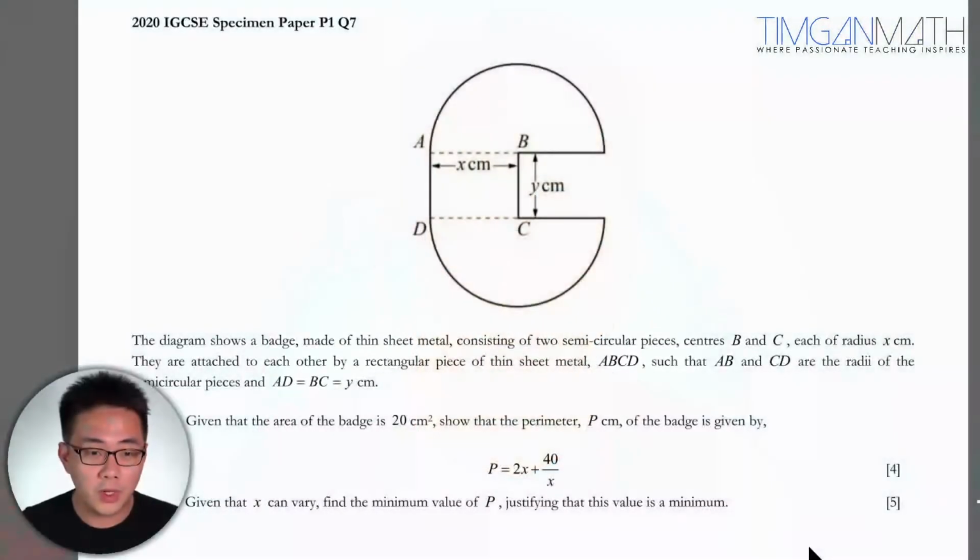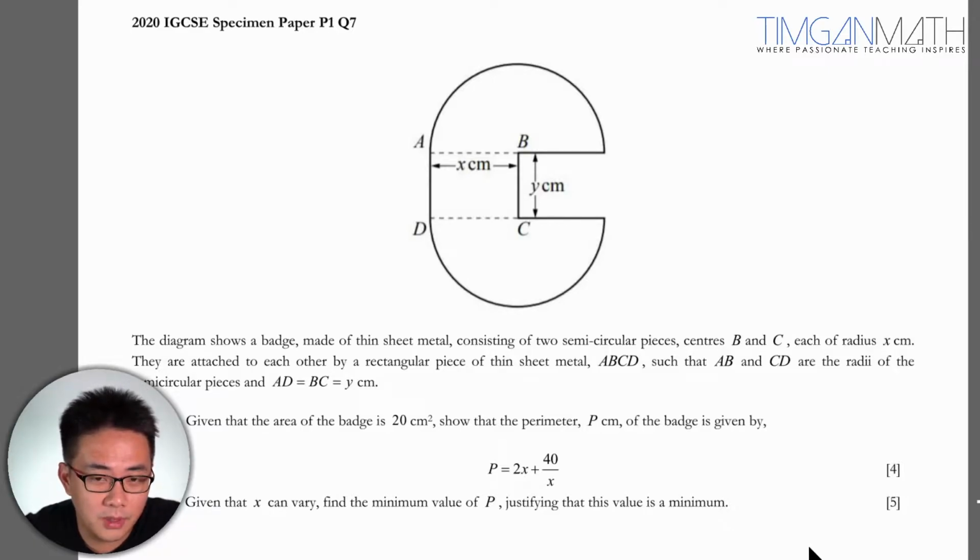Hi students, let's look at this question, which was taken from the year 2020 IGCSE Specimen Paper 1, question 7. Let's see how we can do this proficiently. You are given a diagram showing a badge made out of sheet metal and consisting of two semicircular pieces, centers B and C.